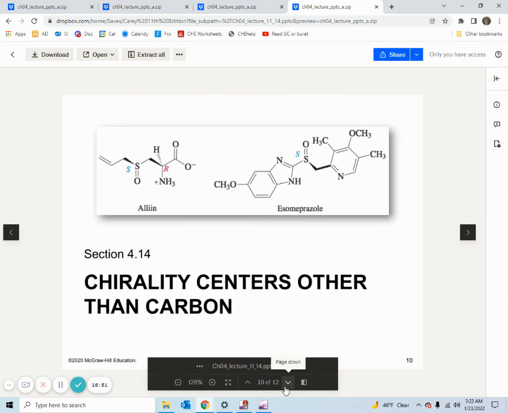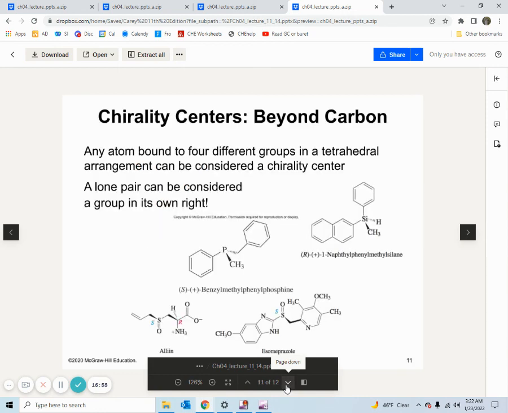Section 4.14, chirality centers other than carbon. Any atom bonded to 4 different groups in a tetrahedral arrangement can be considered a chirality center. Notice that a lone pair can be considered as a group in its own right. So you see how this might work with S-(+)-benzylmethylphenylphosphine, with alanine, with esomeprazole, and with the R-(+)-1-naphthylphenylmethylsilane.